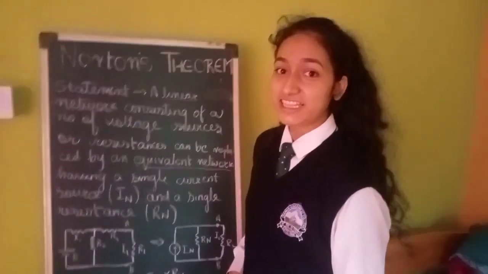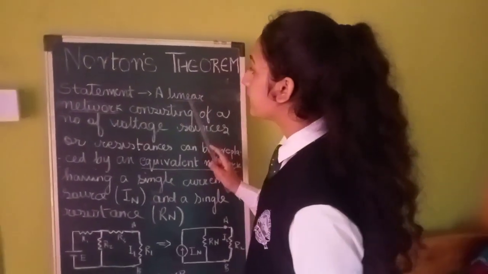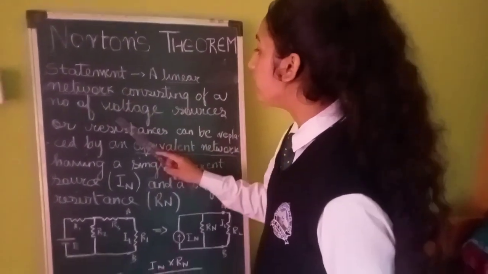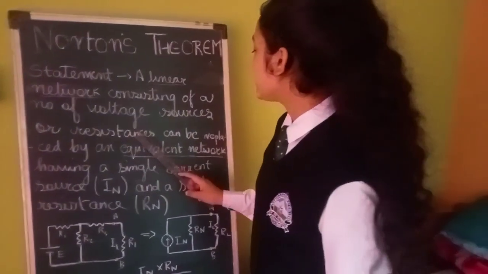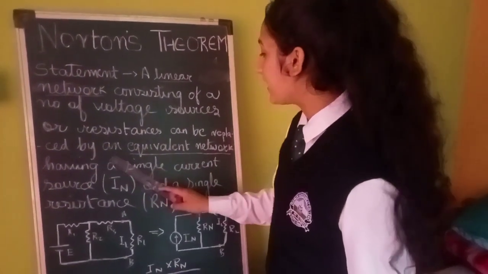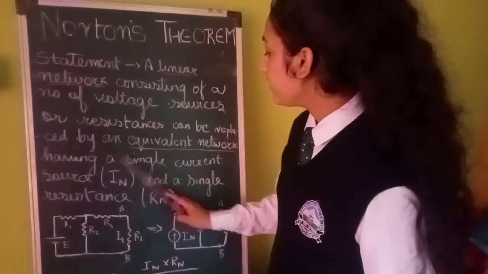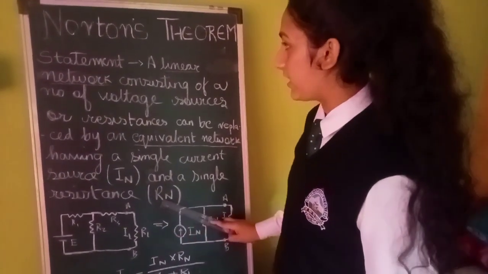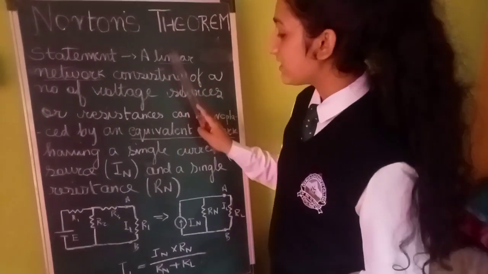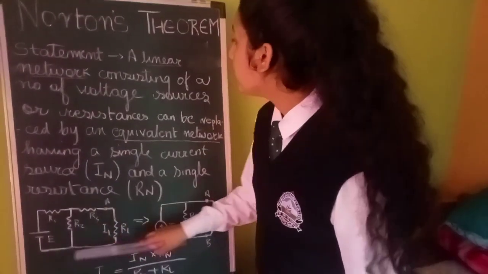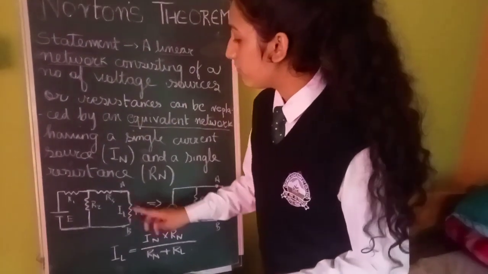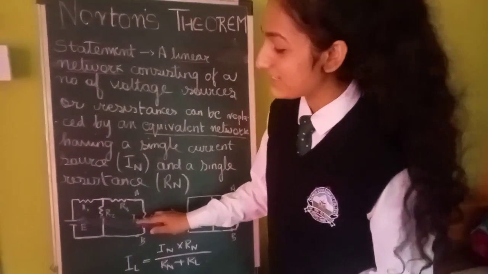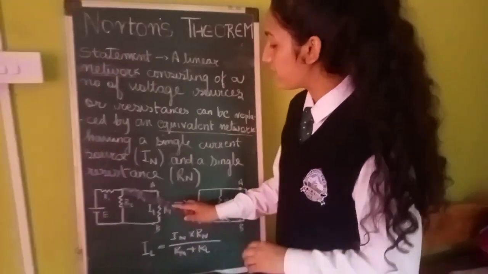So friends, let's see the statement of Norton's theorem. It states that a linear network consisting of a number of voltage sources or resistances can be replaced by an equivalent network having a single current source IN and a single resistance RN. So, Norton's theorem says that a linear network can have a number of voltage sources and also a number of resistances.